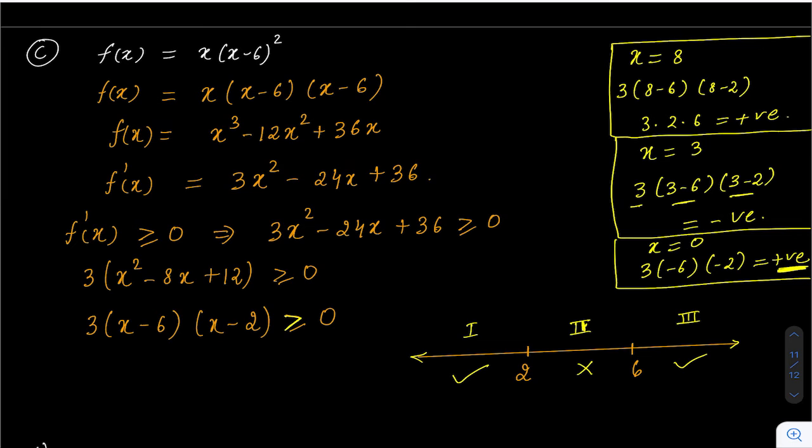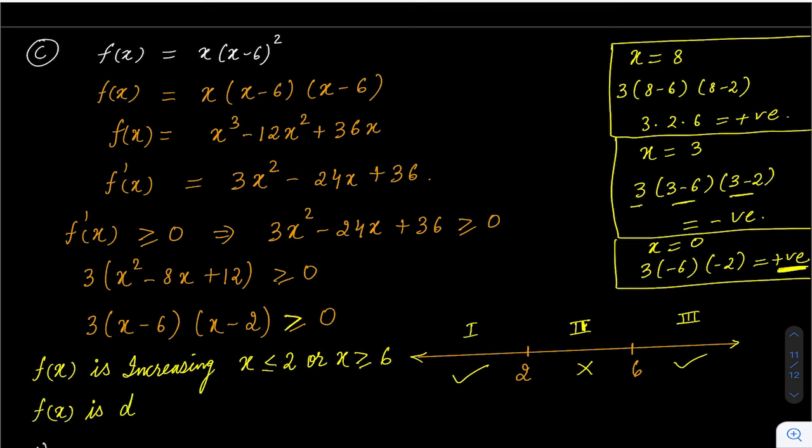So the answer for this question will be f(x) is increasing in which intervals? First and third. So first means x is less than or equal to 2 or x is greater than or equal to 6. In this question they are not asking, but if they ask when is f(x) decreasing?